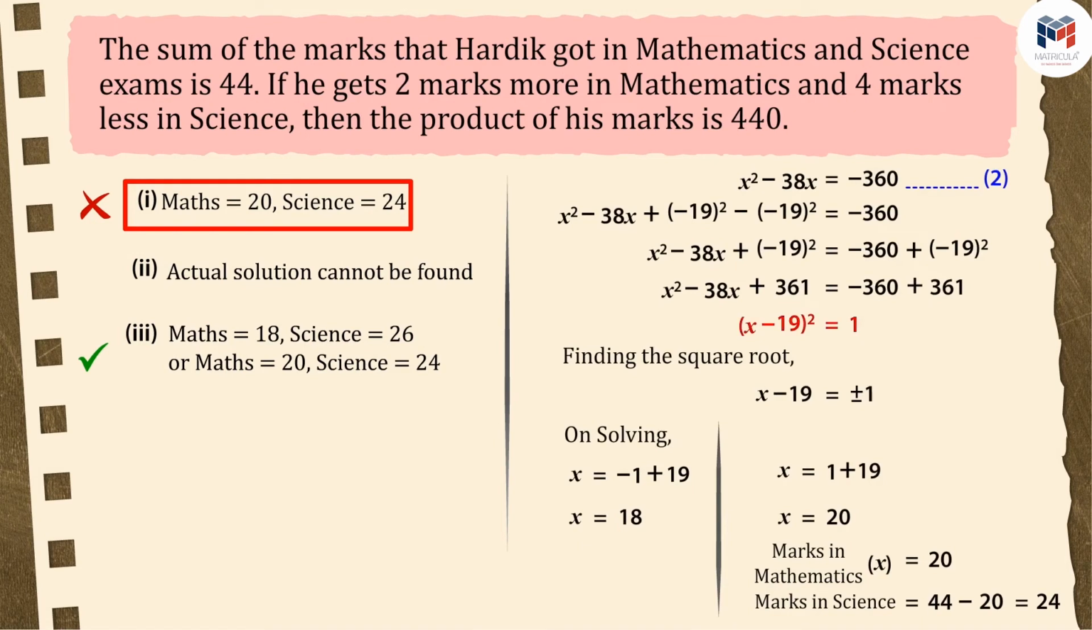Because when you take the square root of (x minus 19) squared equal to 1, you only consider that x minus 19 equals plus 1, which gives 20 marks in maths and 24 in science. But you have forgotten that x minus 19 equals minus 1 is also a second possible solution. Note that we have to find the value of x for both positive and negative 1. Therefore, option 1 is incorrect.